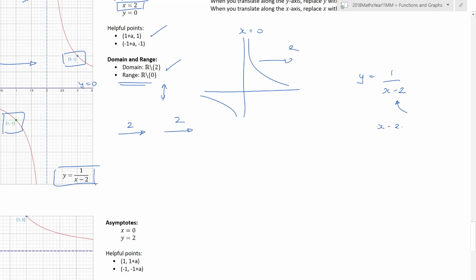So if I put x minus 2 equals 0, then I get x equals 2. That is my asymptote, because it's saying that if I put 2 into that equation, I end up with 0 out. So I can't have 2.